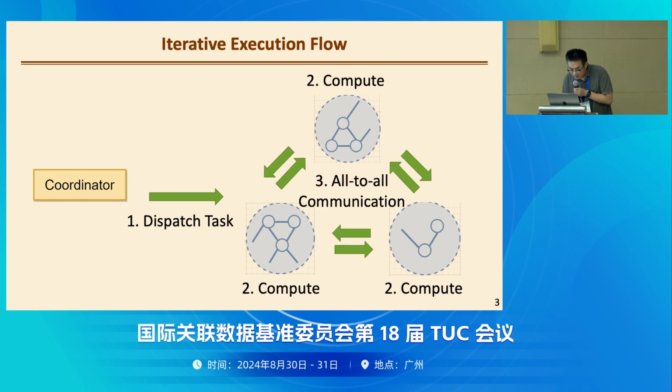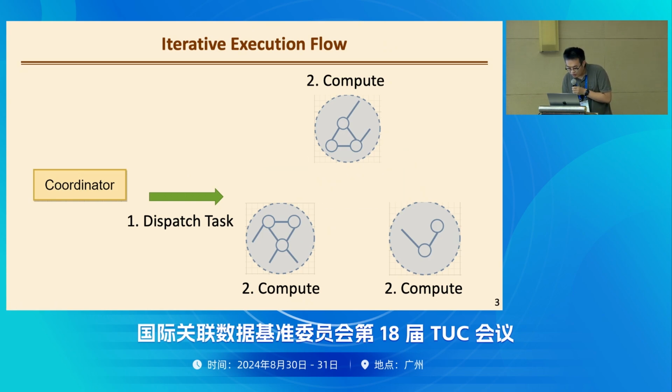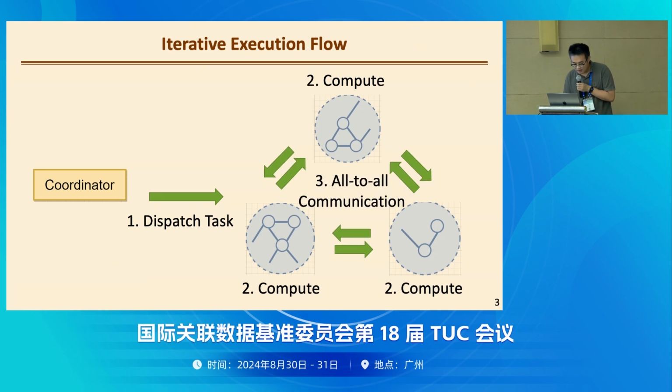Next, during the actual execution of graph processing, a coordinator assigns the tasks to each subgraph, primarily specifying which vertices are active in the current round. Then each subgraph begins its computation by scanning the edges and updating the vertex values according to the user-specified algorithms and UDF functions.